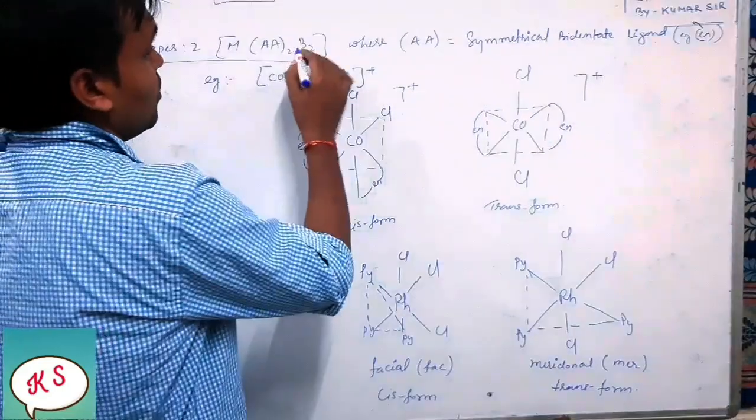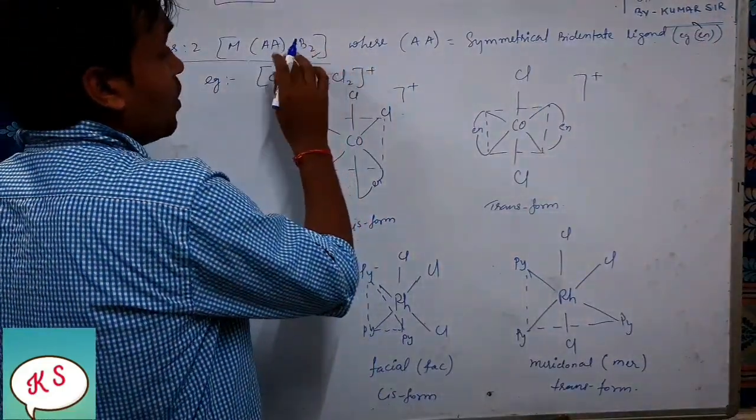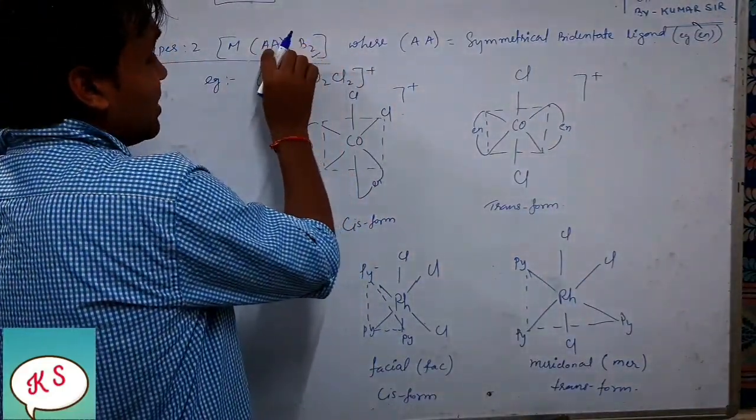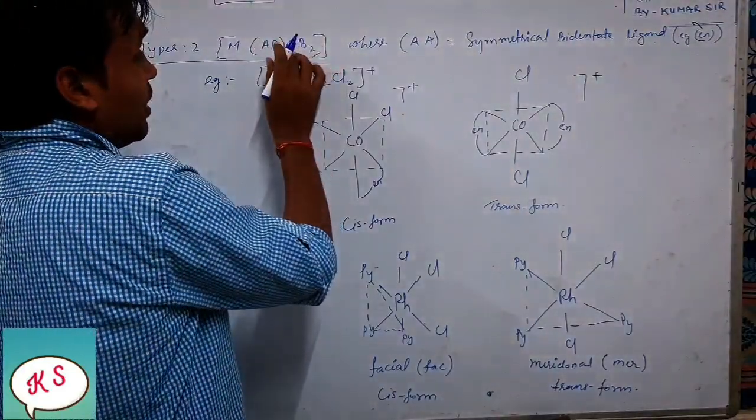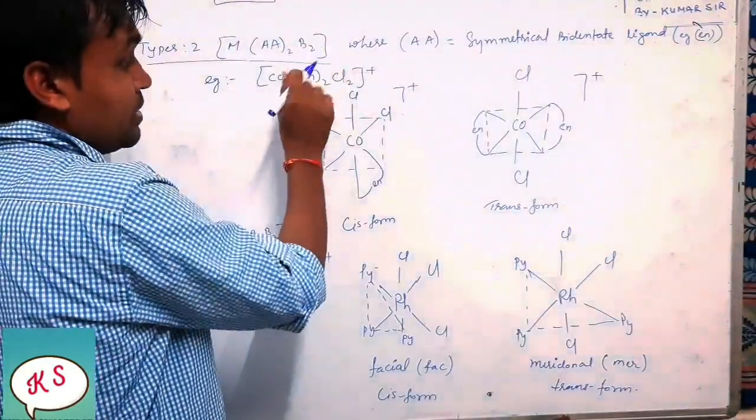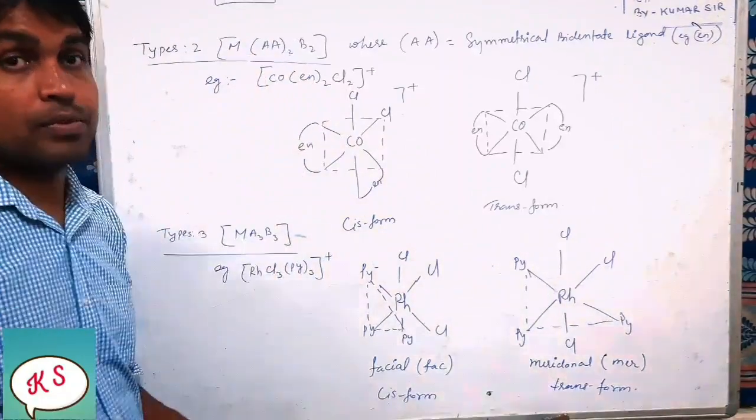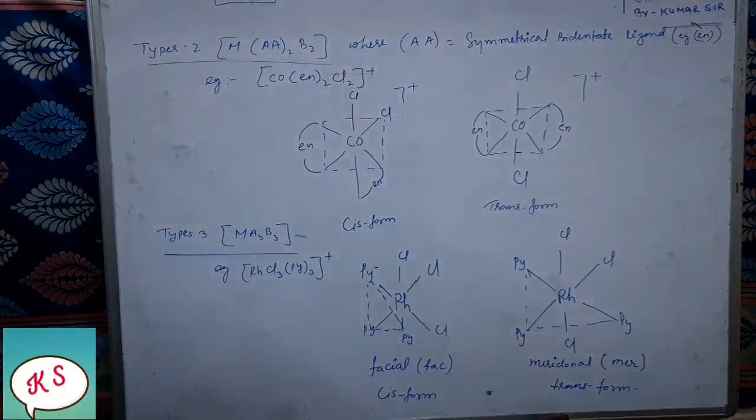You might be thinking that the coordination number is 2 and 2. No, these 2 are bidentate ligands. So 2 into 2 will be how much? 4. 4 plus 2 is 6. That's why they are called bidentate ligands. 2 means it is double, 4.